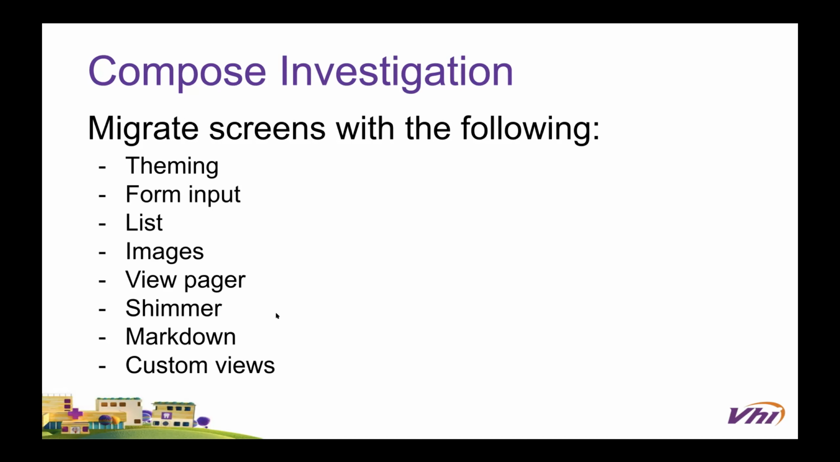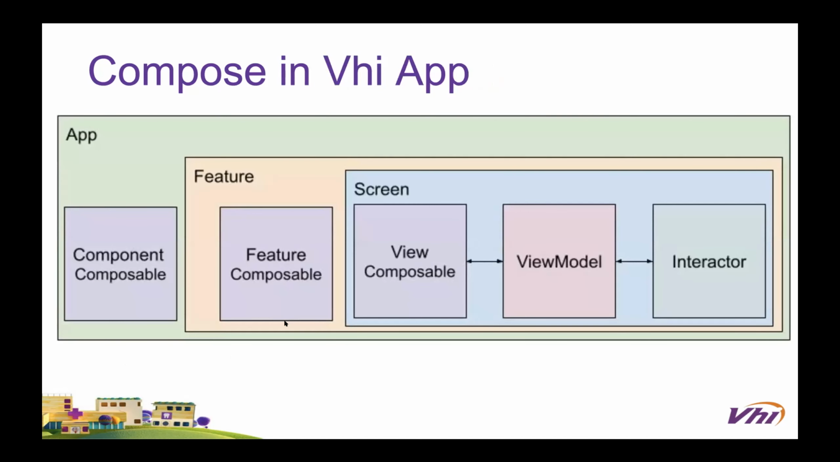Okay, so basically the way that we're going to structure it within the app is, at screen level, we've basically got 3 levels that you can have composables. So the way that we're looking at it is, you'll have a view composable, which is a composable that's very specific to that view. It's not going to have any reuse.